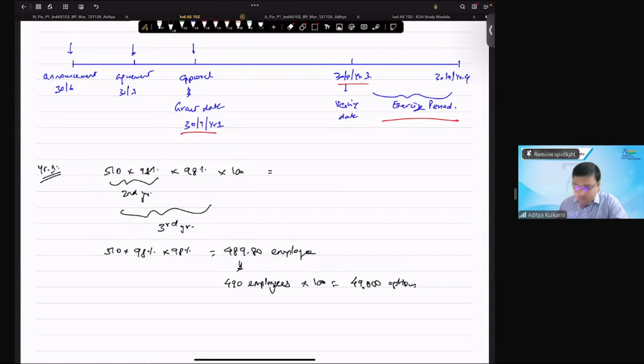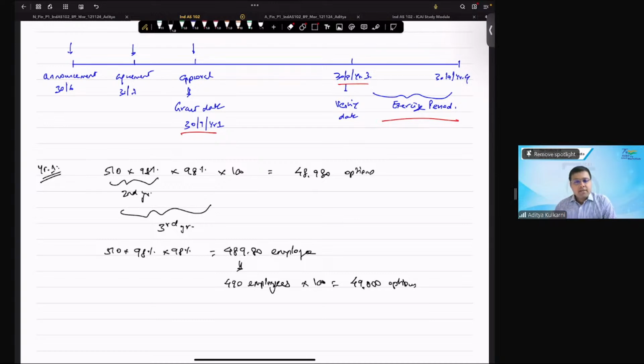And if we do it directly at option level, 48,980 options. Okay, fine. Everyone is clear why this 20 difference is coming? That is because I rounded off the number of employees. 489.8, I made it as 490 and did the calculation. Yes or no? Yes, sir.